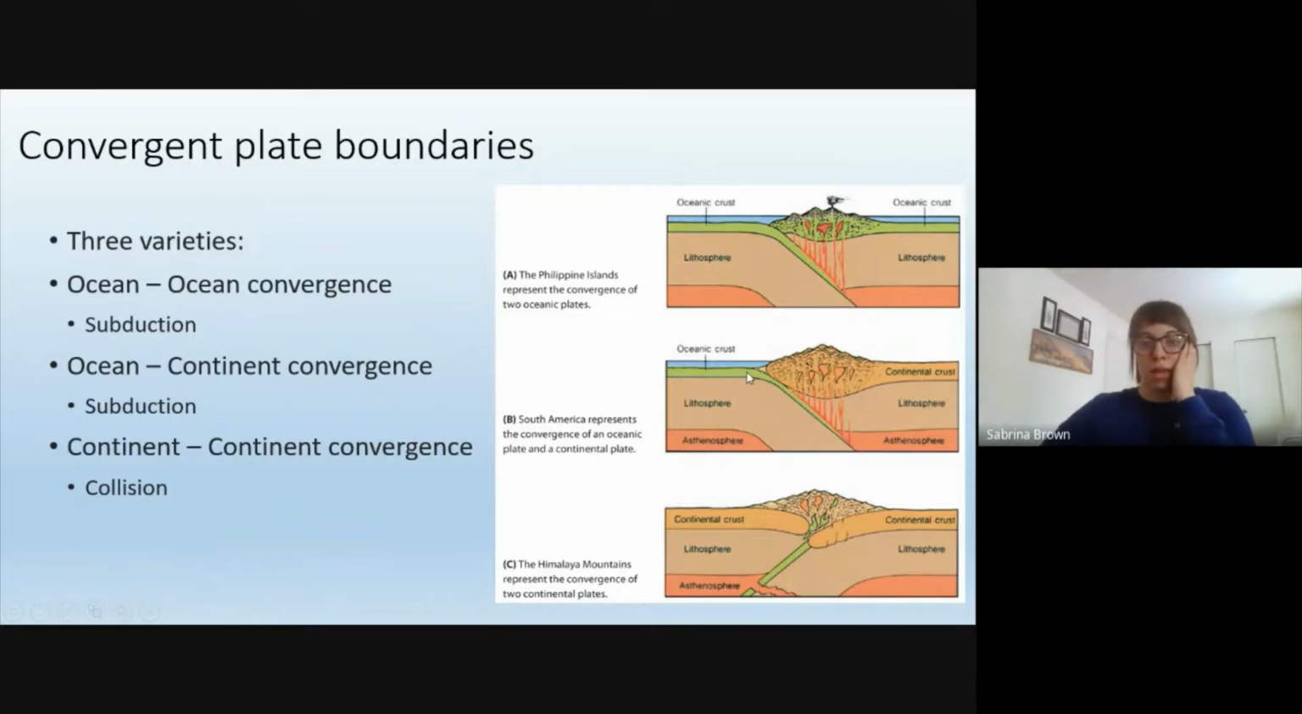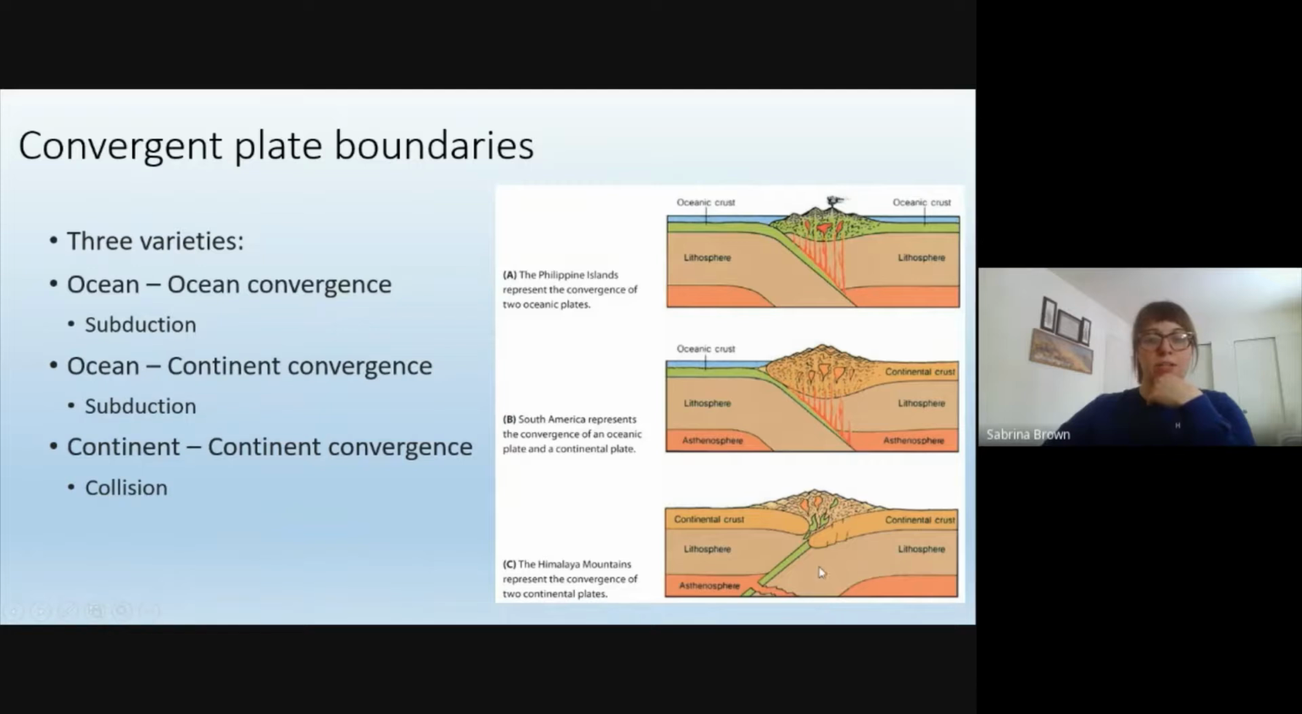Again, we form an ocean trench, and we form volcanic mountains on our continents, right? So because this is continental crust, we form volcanic mountains.